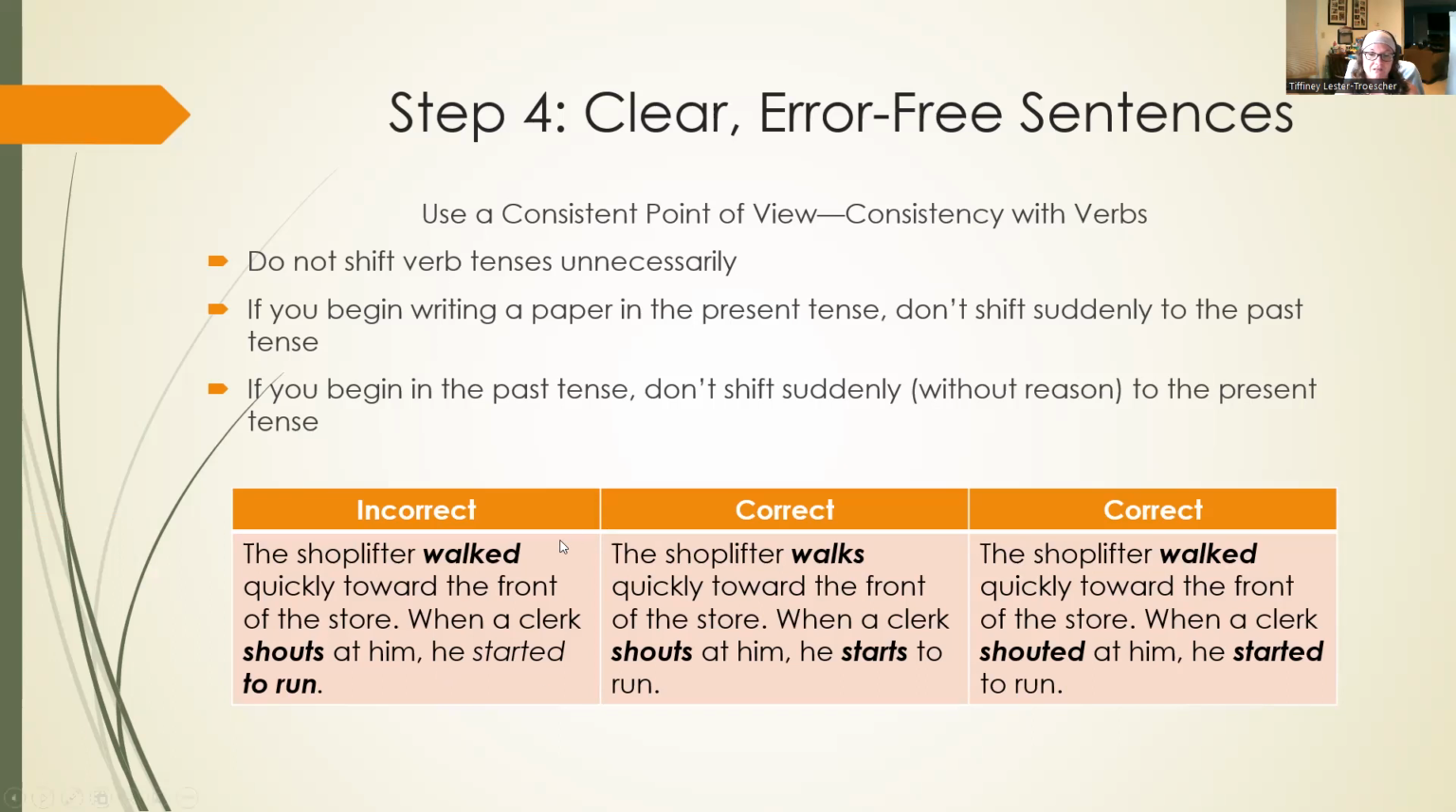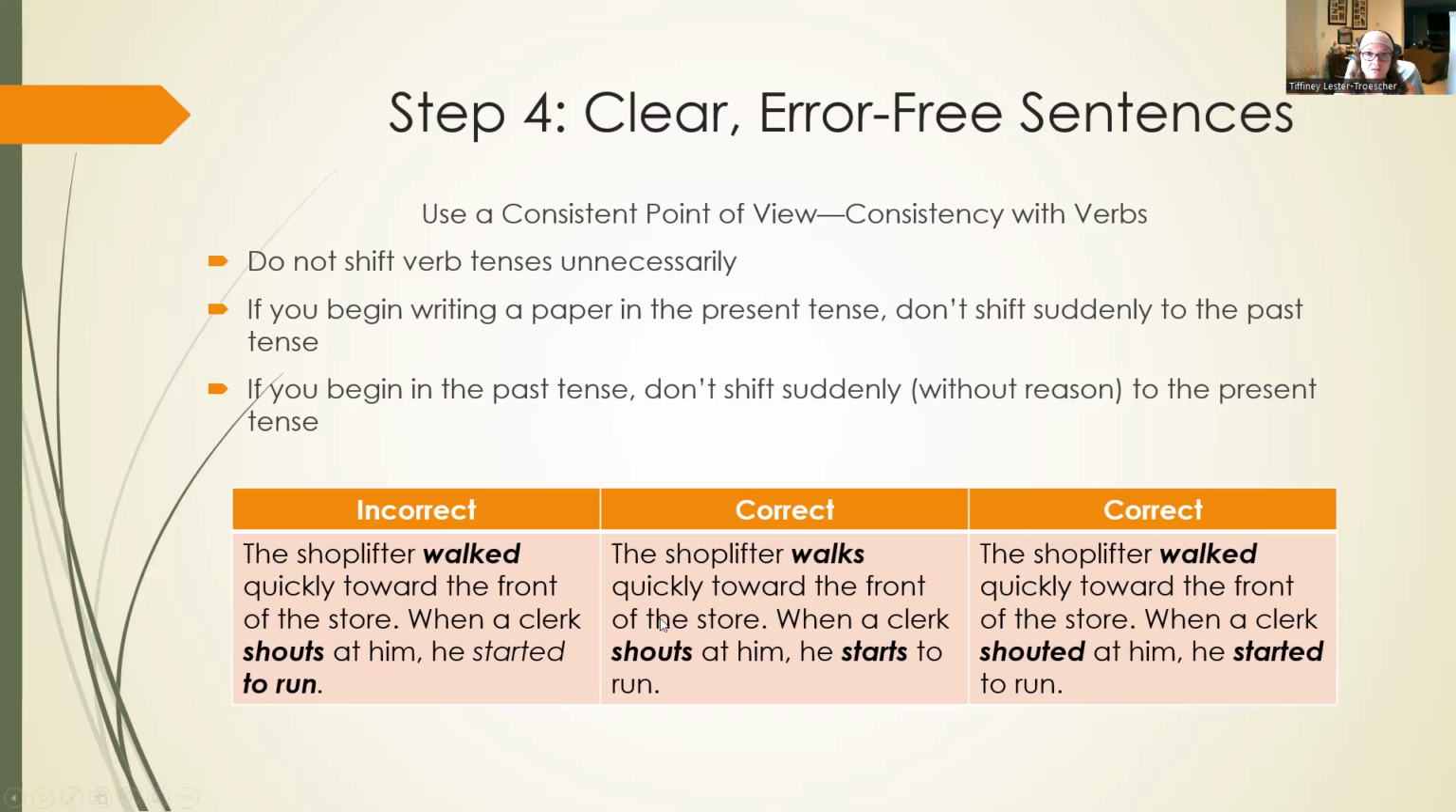So we have an example here. The shoplifter walked quickly toward the front of the store. When a clerk shouts at him, he started to run. So we started off in the past tense. The shoplifter walked quickly toward the front of the store. When a clerk shouts at him, why did we switch to the present tense? He started to run. So we kind of went back to the past tense.